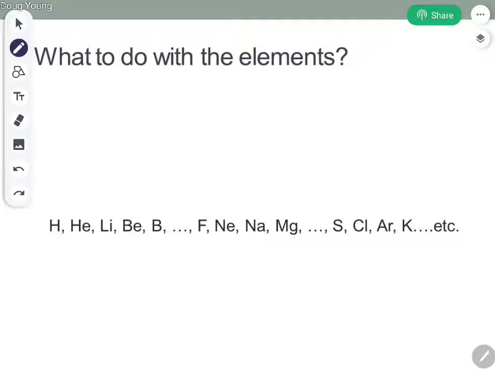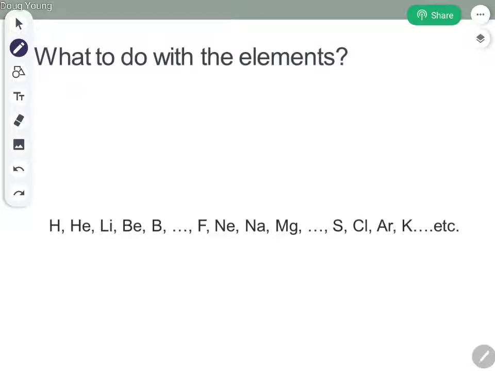Back when physicists and chemists were discovering the elements, first there were like 4, then there were 12, then there were 40. They were discovering these elements at a pretty rapid pace back in the 1800s. And so there's a debate on how to organize these, right? Scientists love to organize things, categorize things.